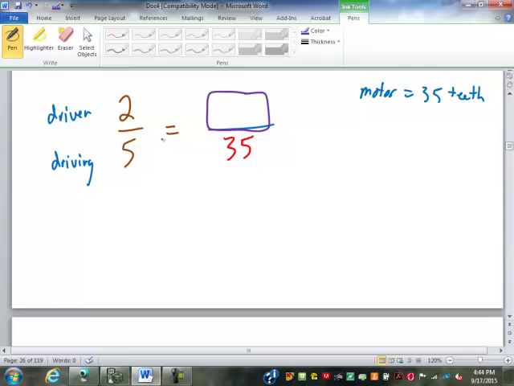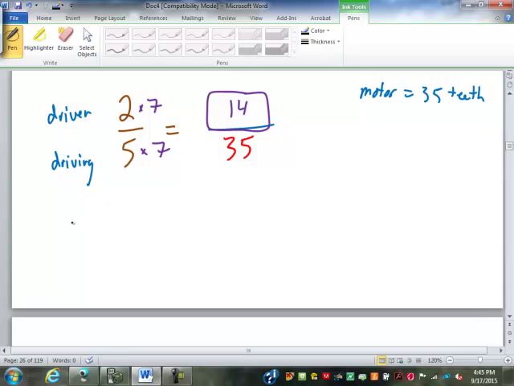Now there's 2 ways I can do this. I can just look at this as equivalent fractions and say, what do I multiply 5 by to get to 35? 7. So I'm going to do the same to the 2. 2 times 7 is 14. But it's not always quite that simple.